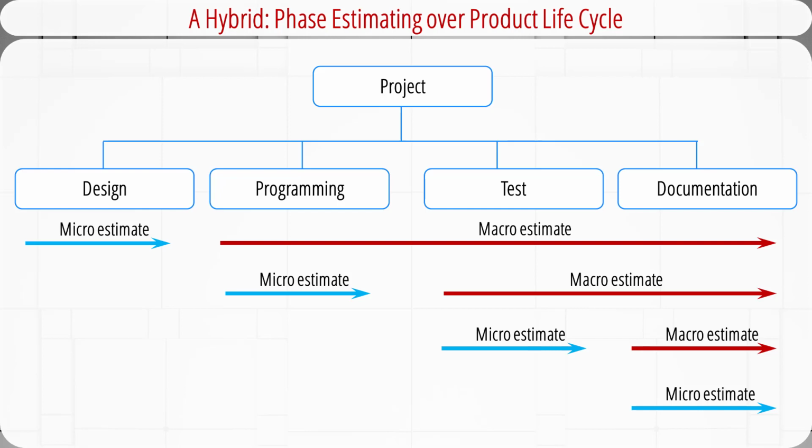After phase 1 is done, another detailed estimate is developed for the immediate phase 2, and a macro estimate is made for the remaining phases of the project. This pattern will repeat until all the phases have been completed.